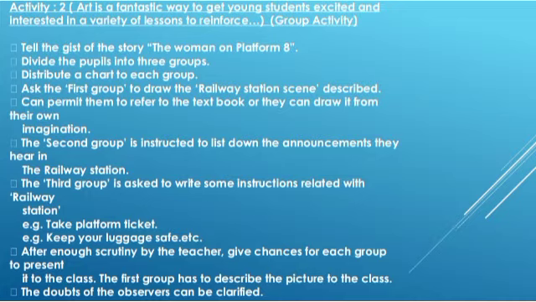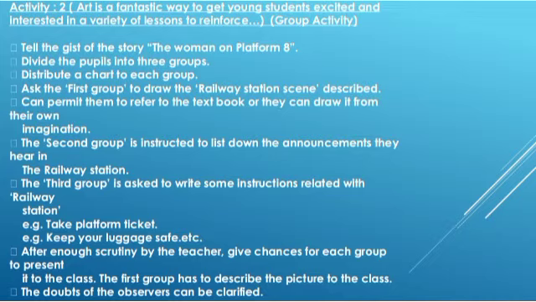The second activity I have given for the same learning outcome is also a group activity. Art is a fantastic way to get young students excited and interested in a variety of lessons and to reinforce the items they have learned. We have introduced the lesson, The Women on Platform 8, first. I have given the activities based on that lesson. First you can tell the gist of the story.